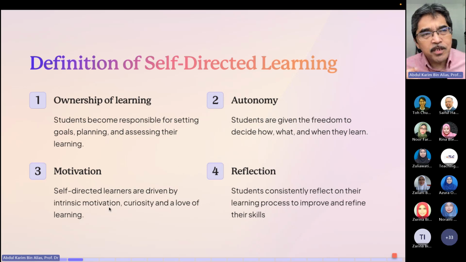And when this happens, if the teacher asks the student to do one thing, they will do 10. This is the kind of highly motivated learner. Suruh buat satu, dia buat 2. Suruh buat satu, dia buat 3.